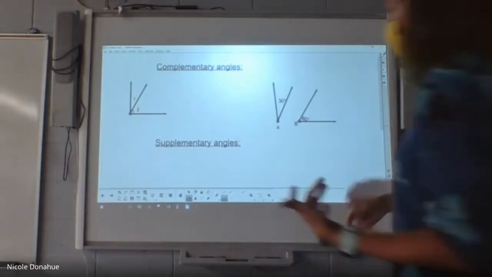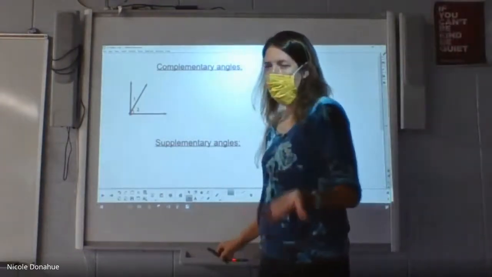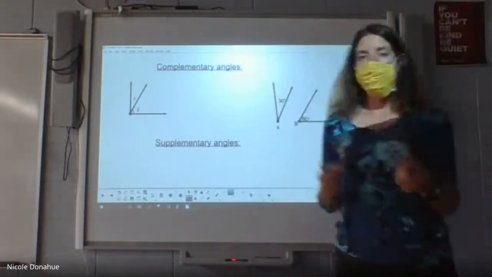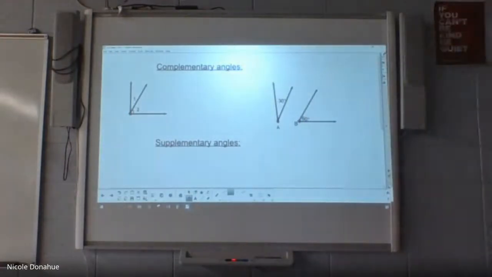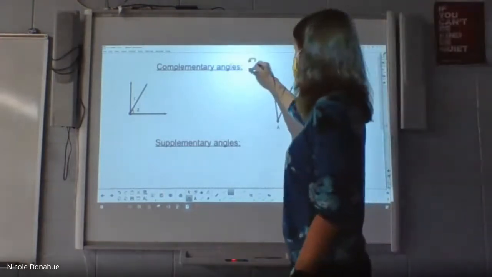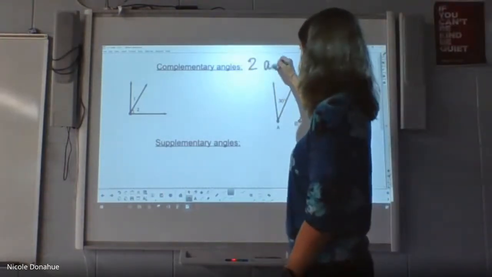So complementary angles are two angles that add to 90 degrees. And now complementary don't have to be adjacent. They can be. They don't have to be. So it's two angles that add to 90 degrees.